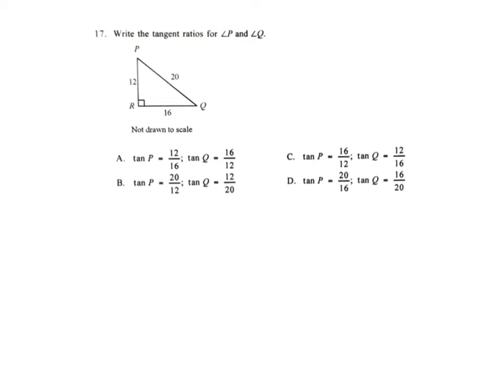All right, this is your Try 3 final problems, numbers 17 and 18. It says write the tangent ratios for angle P and angle Q. Remember, tangent equals opposite over adjacent. So we're going to start out by figuring out which angle we're going to look at. Let's say we start with P.